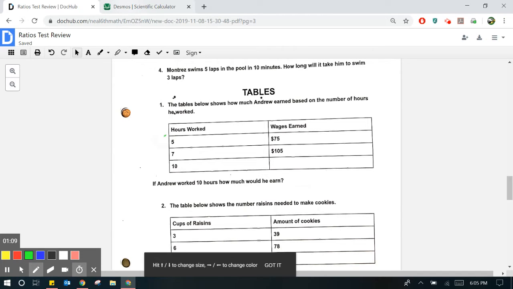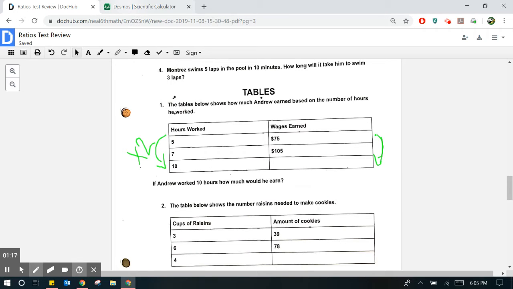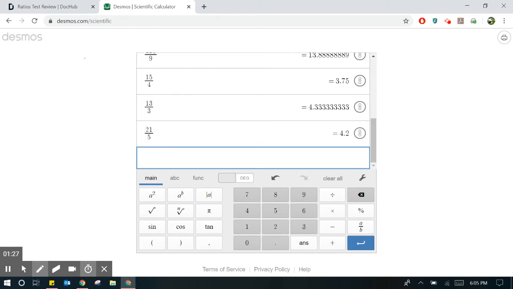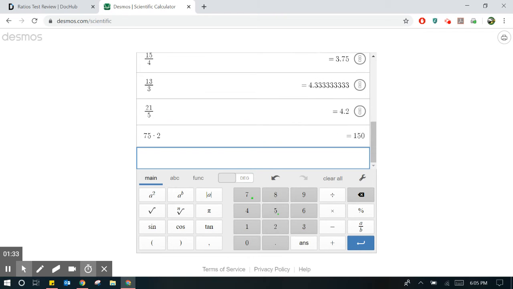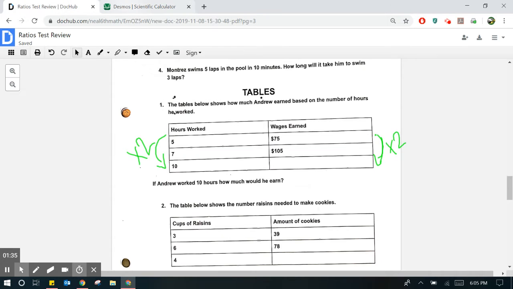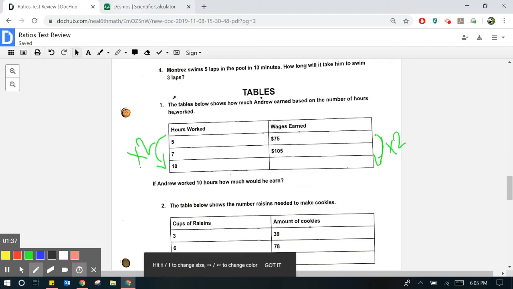In this case, we don't know what 10 hours is, but we can figure it out. What I noticed is that if I go from 5 to 10, that's times 2. So that tells me that if I work twice as much, it's times 2 for the money as well. So 75 times 2 should be 150. And so this was $150.